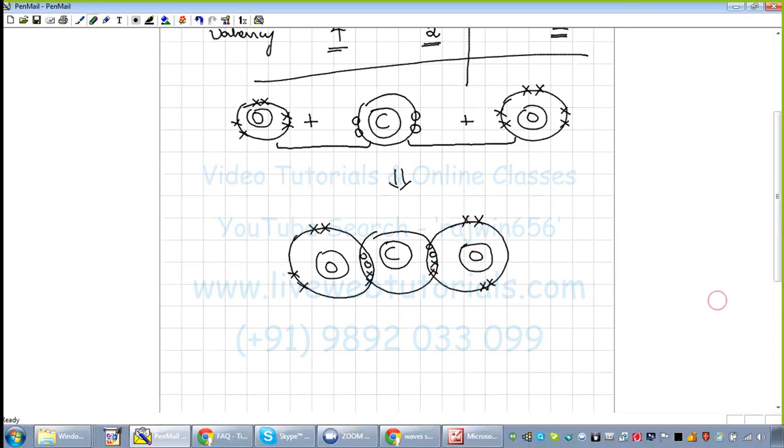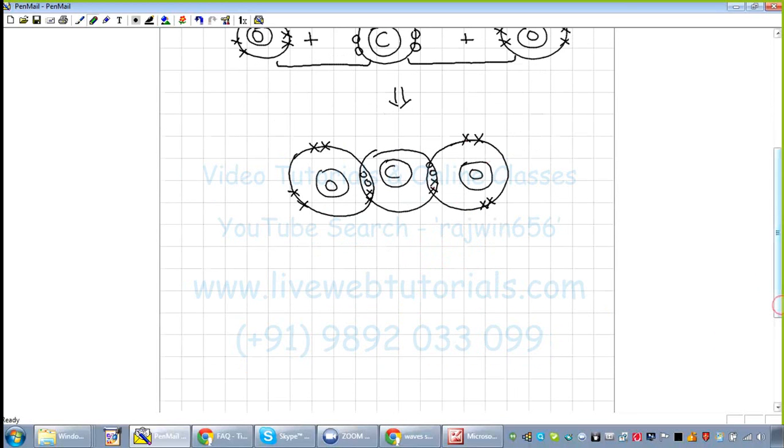Now tell me how many bonding pairs of electrons are there and how many lone pairs of electrons are there? Bonding pair is 2. 2 on this side and 2 on this side. So total bonding pairs of electrons are 4. And lone pairs of electrons 1, 2, 3 and 4. So 4 bonding pairs of electrons and 4 lone pairs of electrons. Now I'm going to show the structure of these.